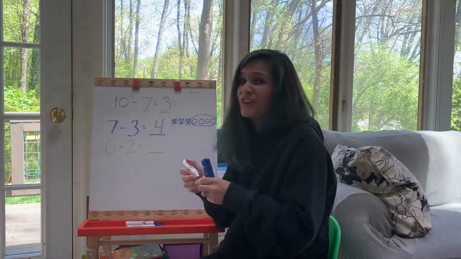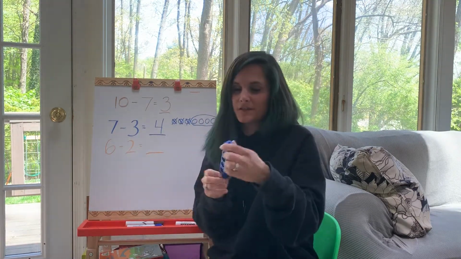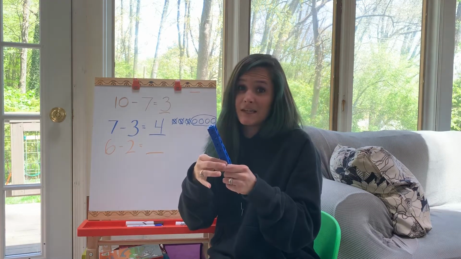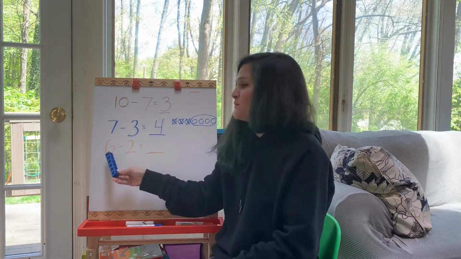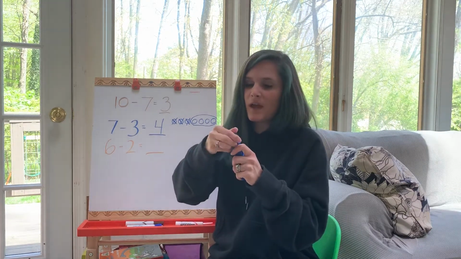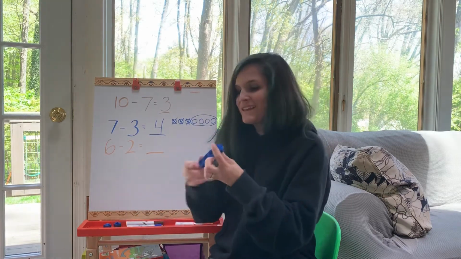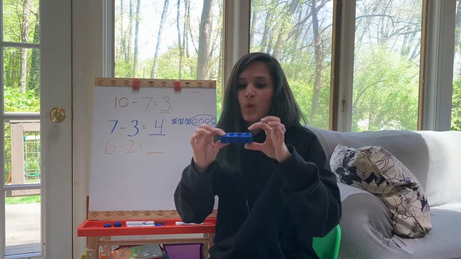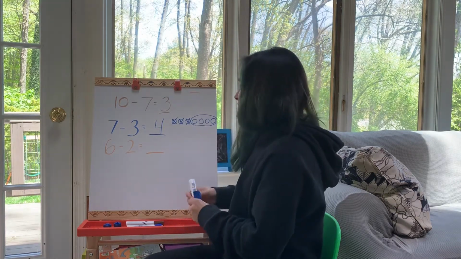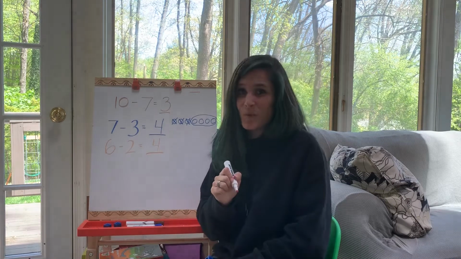And I'm going to try and figure out what that answer is. So I already know I have 6 cubes here, but we'll double check. I have 1, 2, 3, 4, 5, 6 cubes. And again, I'm starting with my big number and I'm taking away the smaller number. So I'm going to take away one at a time. 1, 2 cubes, and then I'm going to count what I have left. 1, 2, 3, 4. So my answer to 6 minus 2 is 4.